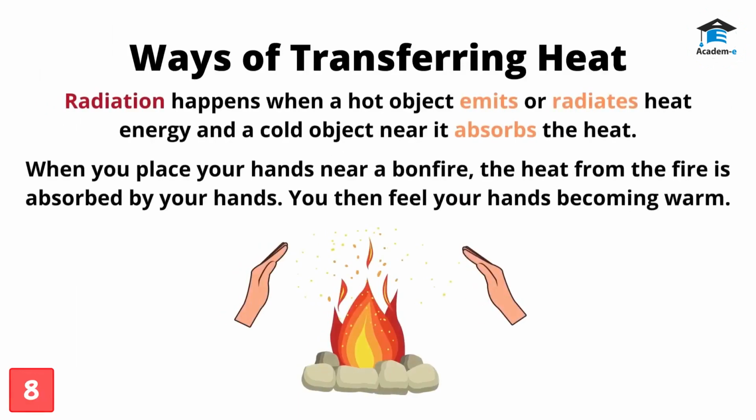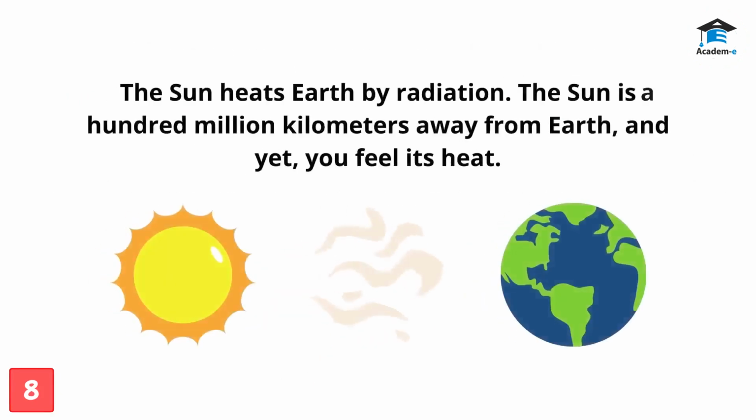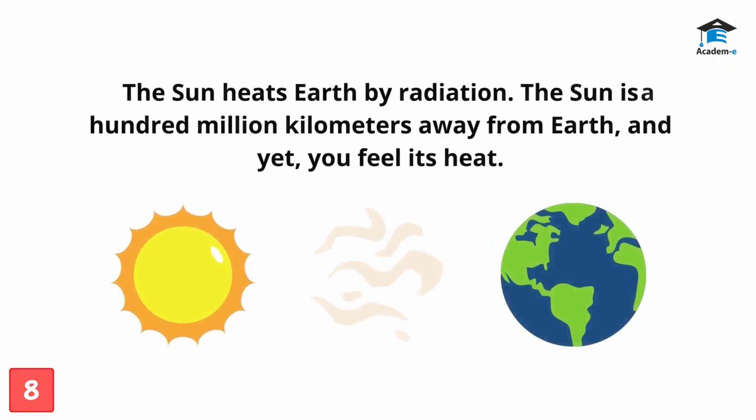Radiation happens when a hot object emits or radiates heat energy and a cold object near it absorbs the heat. For example, when you place your hands near a bonfire, the heat from the fire is absorbed by your hands. You then feel your hands becoming warm. Why do you feel warm during daytime? The sun heats Earth by radiation. The sun is 100 million kilometers away from Earth, and yet, you feel its heat.